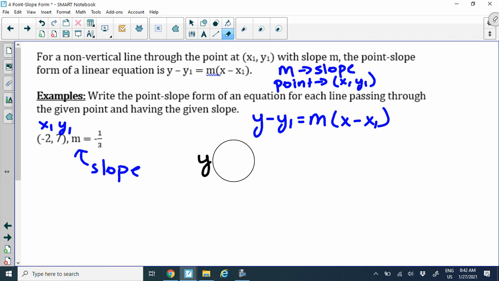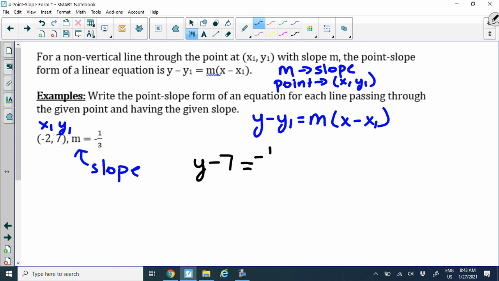So let me redo that there. Actually, it should be y. We need to do our y sub 1 first, excuse me. So we're going to have minus 7, there we go, equals, so our slope was correct, negative 1/3. Then we have x minus our x sub 1. In this case, our x sub 1 is negative 2. So minus a negative 2.